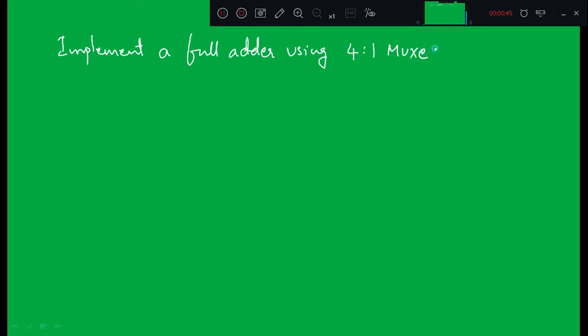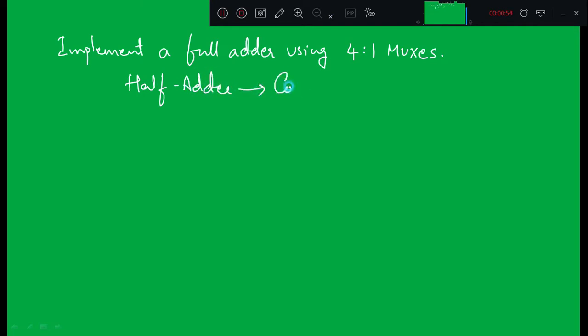The first one is, implement a full adder using 4:1 muxes. Okay, so what is full adder? First we will discuss half adder. Okay, so what is half adder?